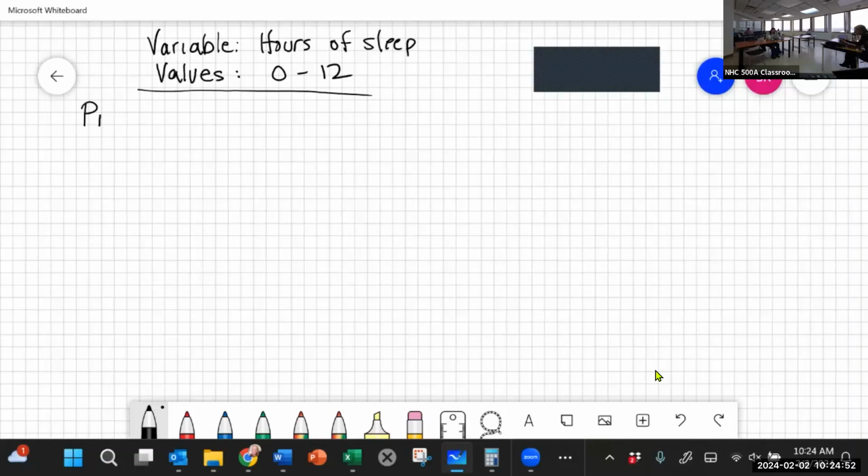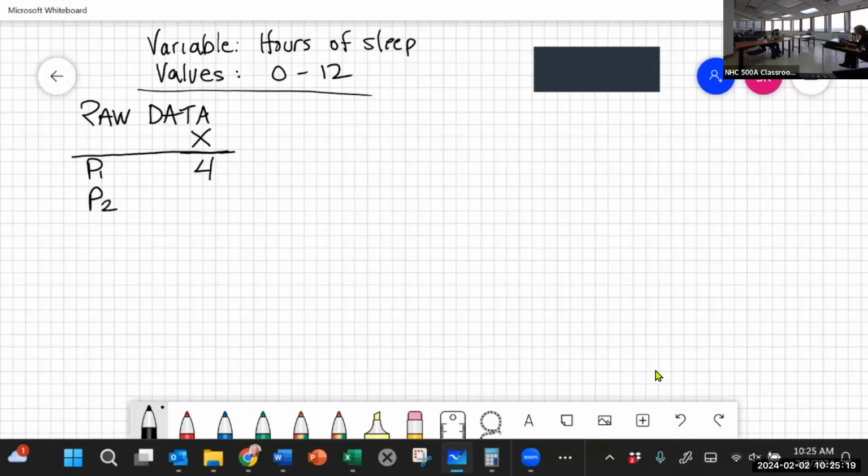I'm going to put P1 for person 1. Leave myself some room for headers here. This is our raw data. Okay. And person 1, I'll put X here. Remember, that just means score their hours of sleep. So person 1 got 4 hours of sleep.